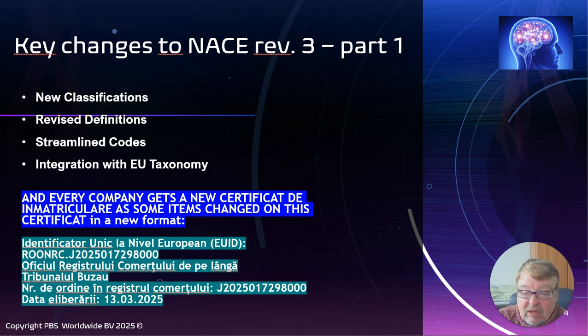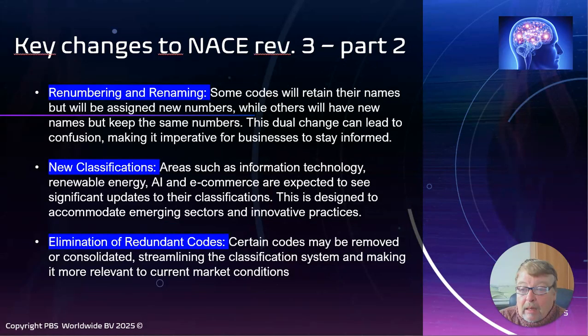The main thing is that on the changing of the CAEN, which is mandatory, they immediately issue afterwards, if the paperwork is okay, a new certificate, the immatriculare, that will replace the current certificate, and that carries two new codes. One is the EU ID, and the other one, the numero d'ordine in the registro commerciali, so the registration number in the Register of Commerce in Romania, which starts with a G 2025 and so on, as you can see here. So let's dive further into the changes.